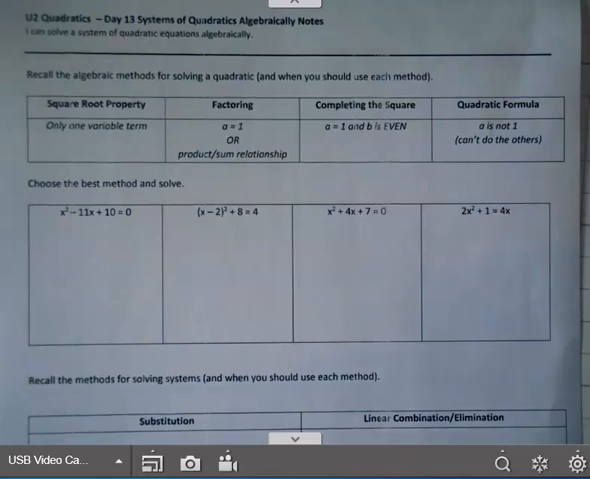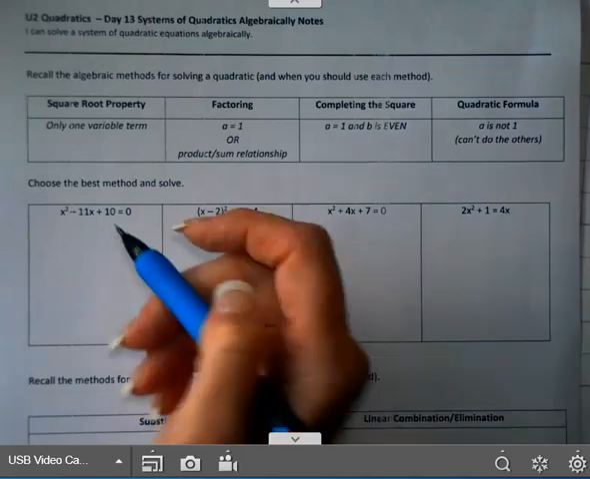In our last lesson, we solved quadratic systems with the graphing calculator. Today, we're going to do them by hand. Let's go over each of the methods for solving quadratics again.